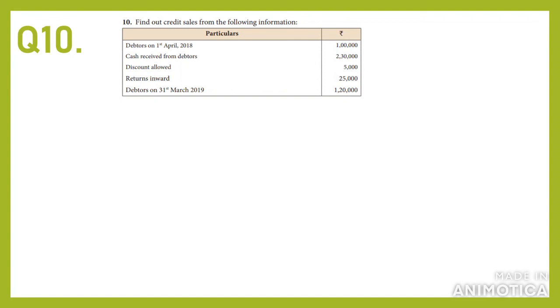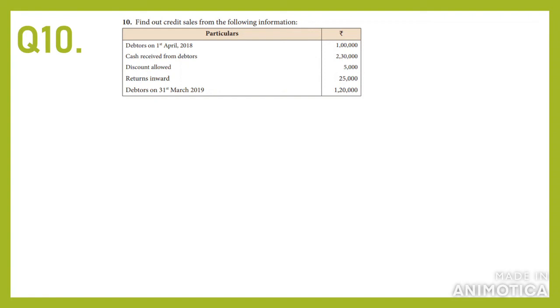Okay, what are the things that have been given here? You have information on opening debtors, cash received, discount allowed, returns inward. So what does returns inward mean? It means it is a sales return. Okay, just keep in mind, returns inward means a sales return, return outward means it is a purchase return. So just keep that in mind. Okay, so don't get confused. And then debtors on 31st March is 1.2 lakhs. Okay, so let us start.